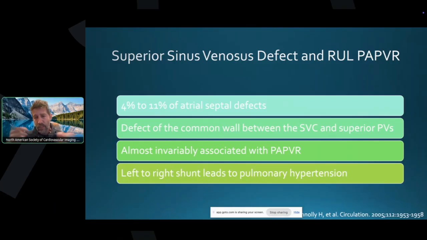The opposite is not true, right? You can have right upper lobe PAPVR without a sinus venosus defect. This acts as a left to right shunt. It's going to lead to pulmonary hypertension, given that overcirculation on the right eventually leads to pulmonary hypertension.